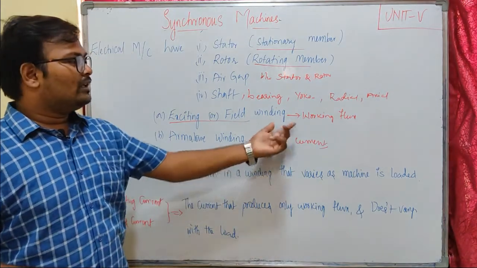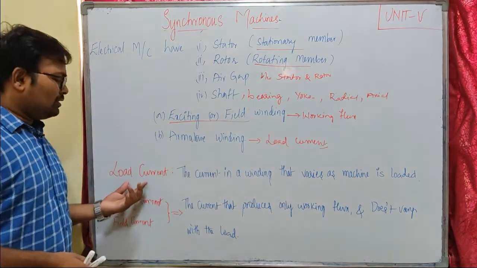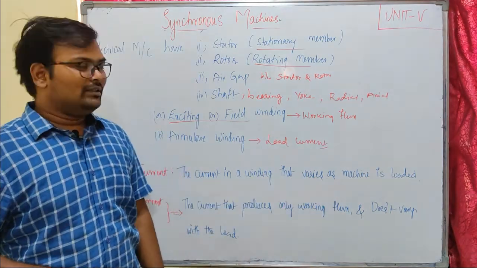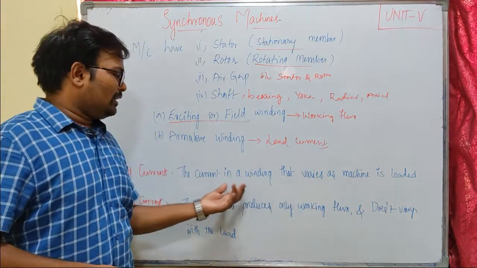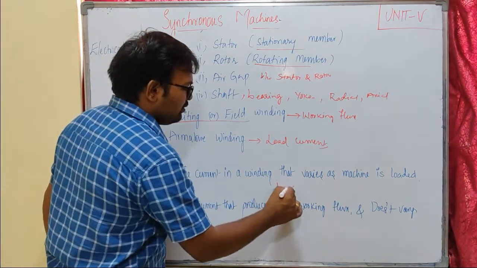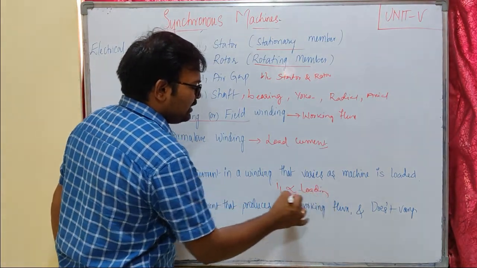So what are this load current and working flux? What is a load current? It is the current in the winding that varies as the machine is loaded. That means as the load on the machine increases, the current in that winding will also increase. That means our load current is proportional to the loading on the machine. I can say IL is the load current here.